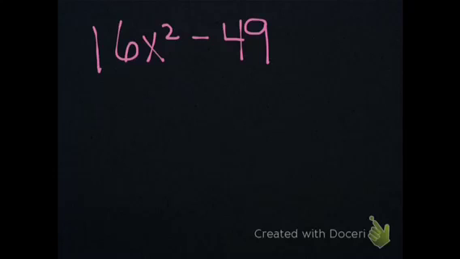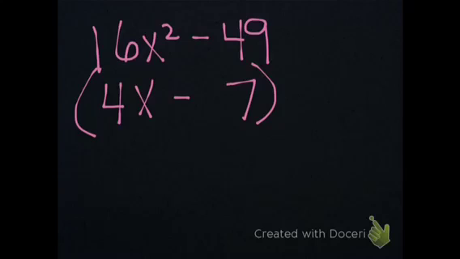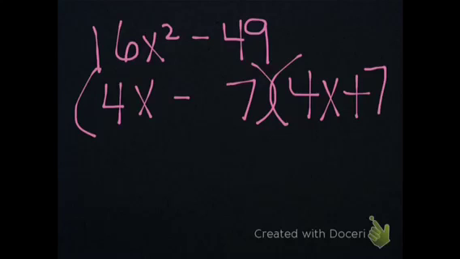So you see that 16 is a square root of 4, and x is a square root of x. 49 is a square root of 7, so we would go 4x, and we would bring down the square root of 49, which is 7, and we would subtract, and we would have to have another one that was a plus to make it a difference of squares. So do the same exact equation on the other side with a plus sign.